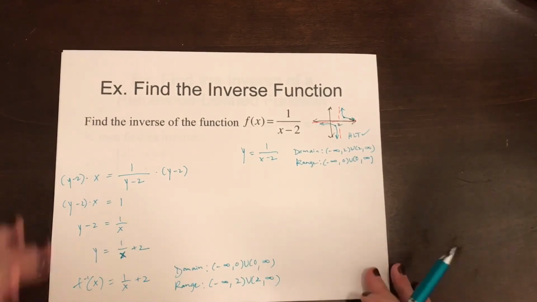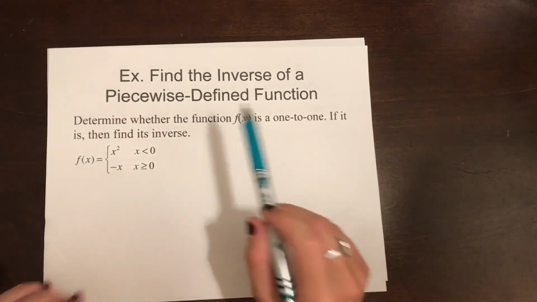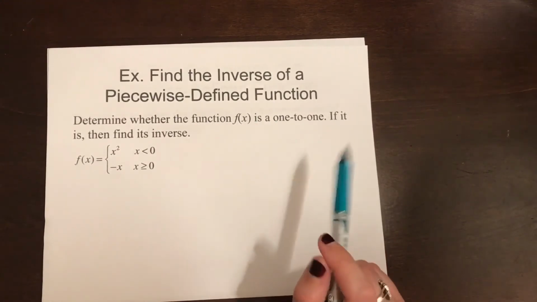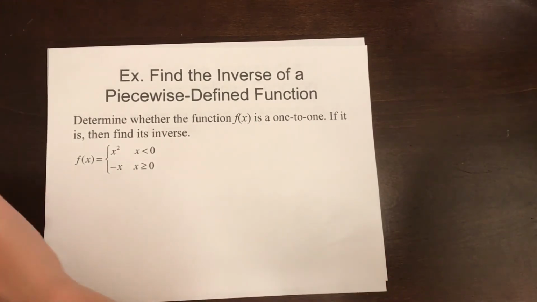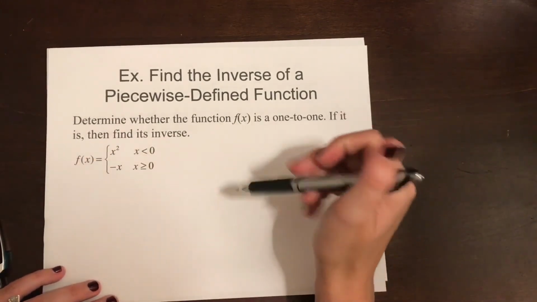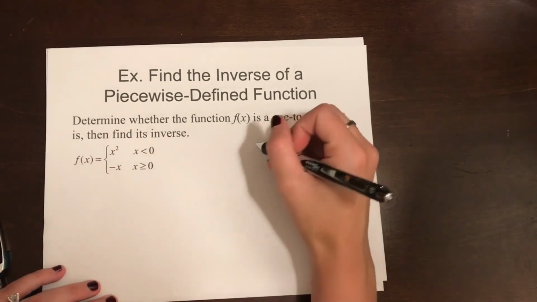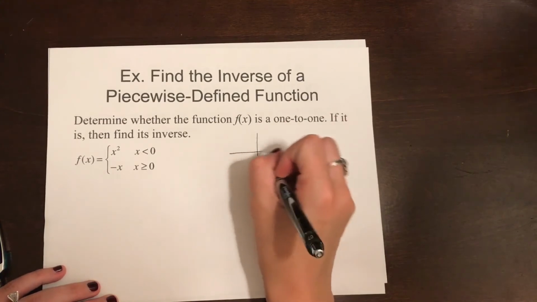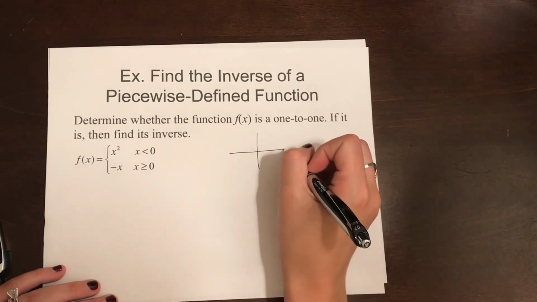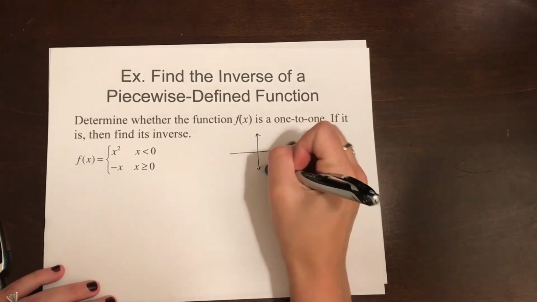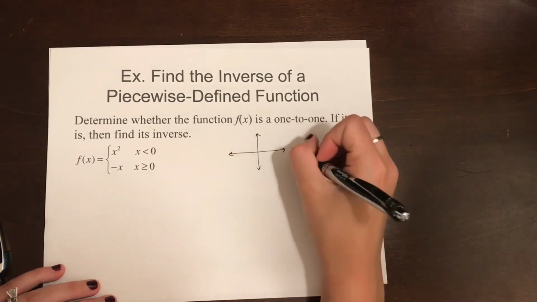Okay, so now we're going to talk about finding an inverse of a piecewise defined function. Same first step: we need to verify that this is a one-to-one function. So I'm just going to sketch the graph. And I think that's also helpful with thinking about the domain and the range of the function, especially for a piecewise.